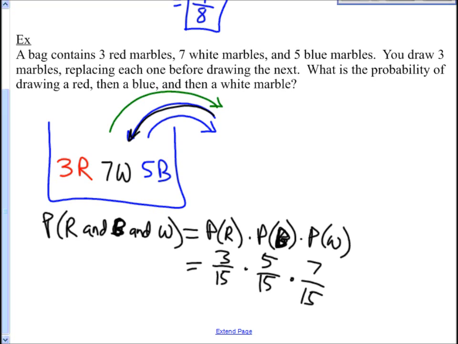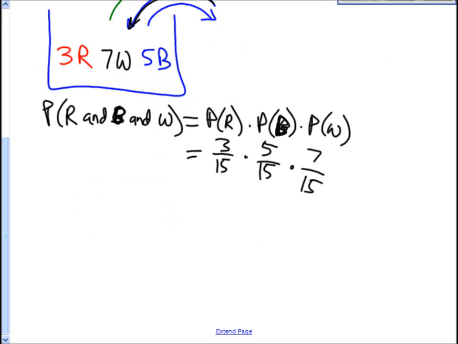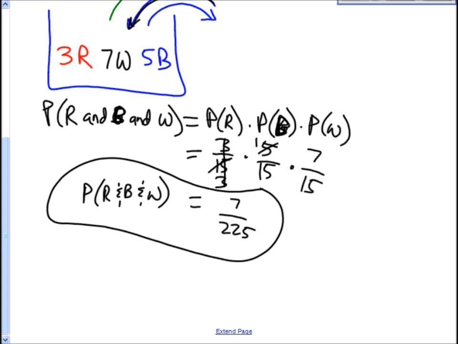Okay, so what does this end up being? Let's see, that'll give me 3 right there, and then 3 over 3 is 1. So I got 7 over 225. That's the probability that you get a red and a blue and a white, just like that all in a row.